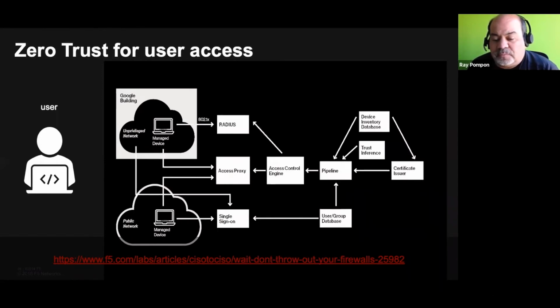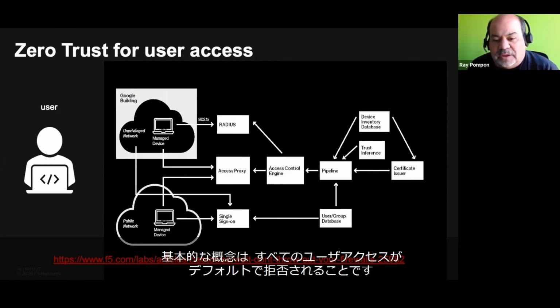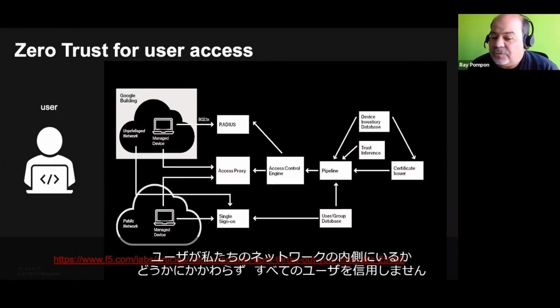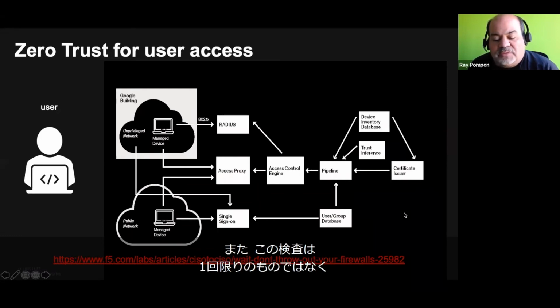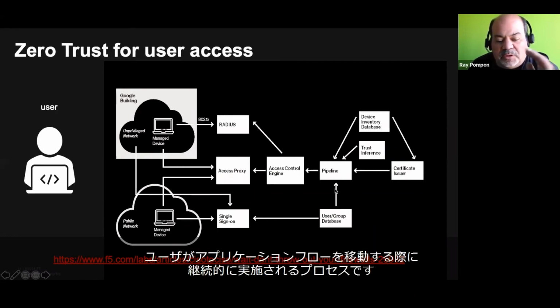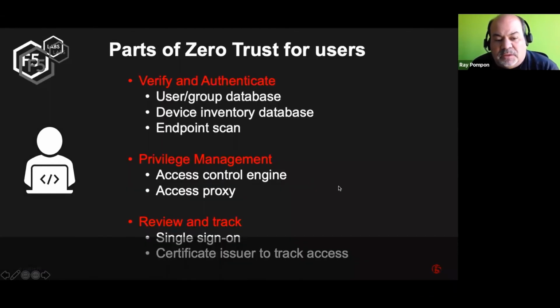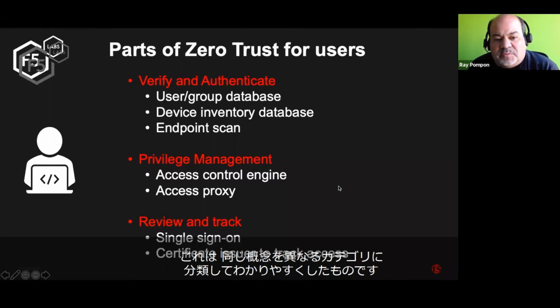For one, the basic concept is all user access is denied by default. We don't trust anyone, whether they're inside our network or not. They basically cannot be trusted until we inspect them and we inspect where they're coming from. And this inspection is not just a one-time thing, but it's a continuous process as the user moves through their application flow. Here are some of those same concepts now broken out into different categories just to make it easier.